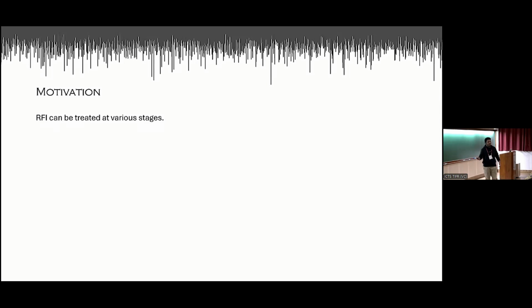RFI can be treated at various stages, right from anywhere in the signal chain, by restricting the number of RFI sources, or by other methods that were talked about before, like incoherent beam subtraction. But today we are focusing on post-correlation techniques, that's after beam forming the data.